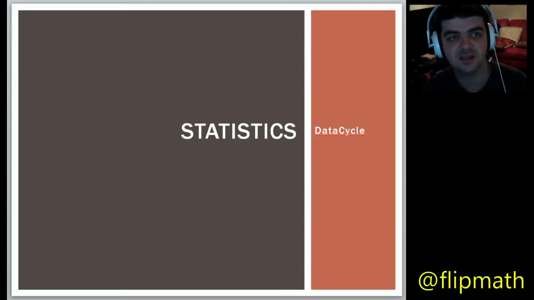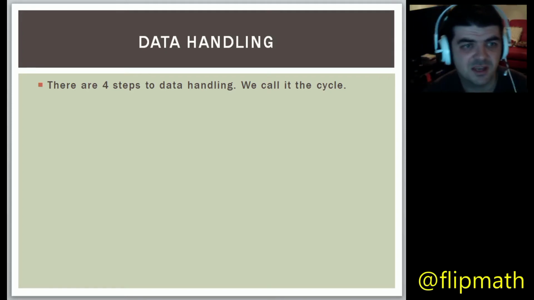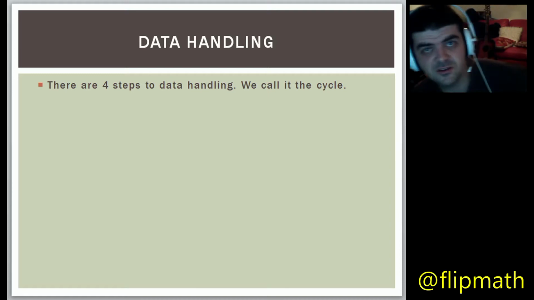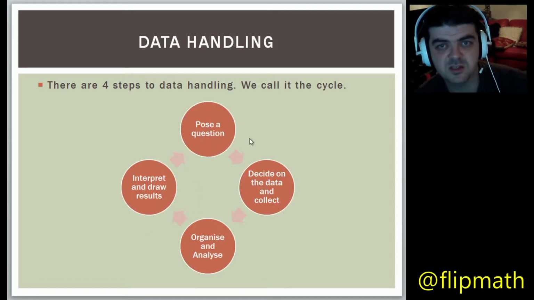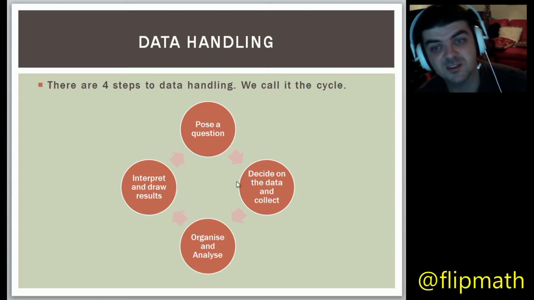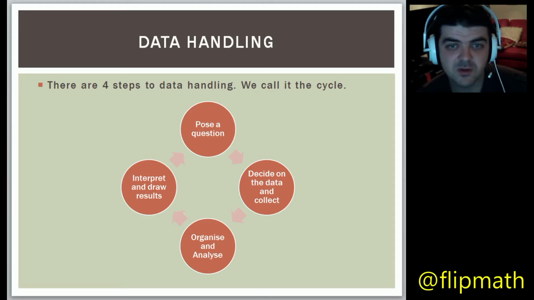So, data handling. There are 4 steps to data handling. We call it the data cycle, if you like. And you can copy this down into your notes. The 4 steps. Starts at the start. You would pose yourself a question. If you pose yourself a question, we've got to decide on the data and how to collect it. And once we do that, we organise and analyse the data, and after that we interpret and draw results.